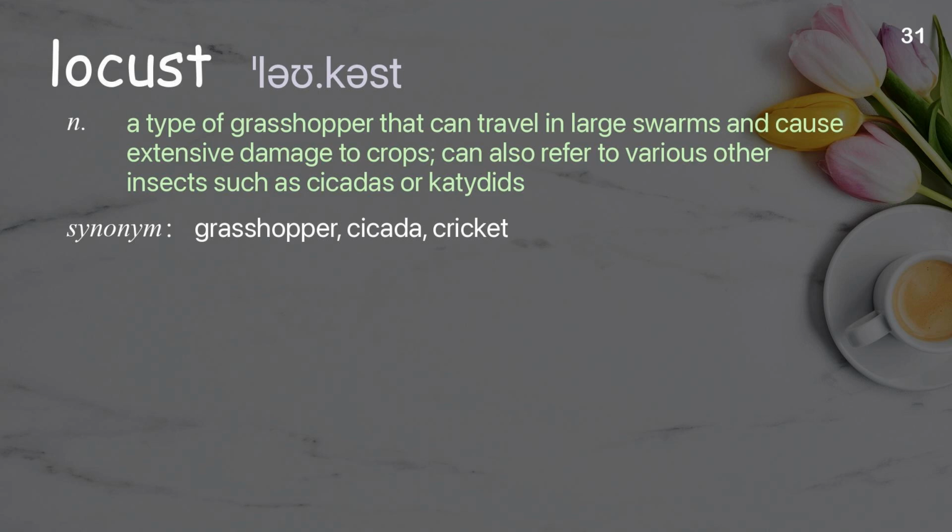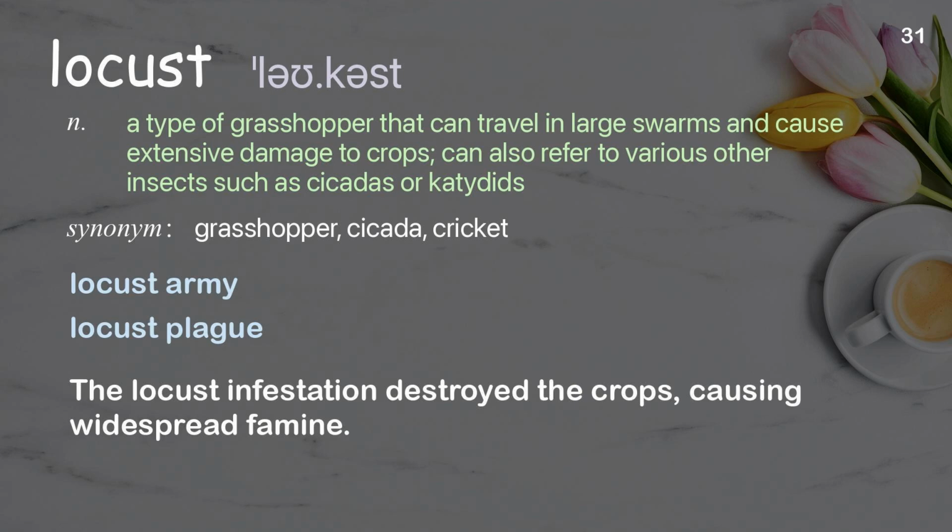Locust: a type of grasshopper that can travel in large swarms and cause extensive damage to crops, can also refer to various other insects such as cicadas or katydids. Examples: locust army. Locust plague. The locust infestation destroyed the crops, causing widespread famine.